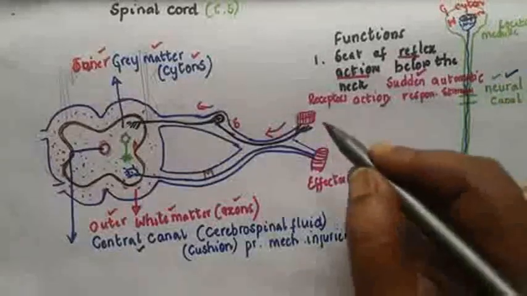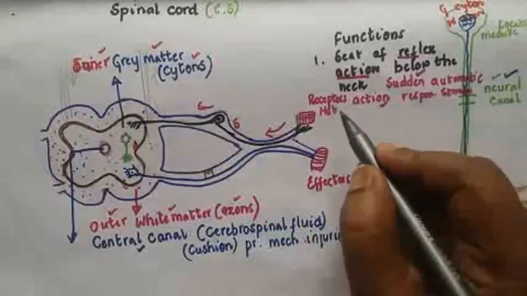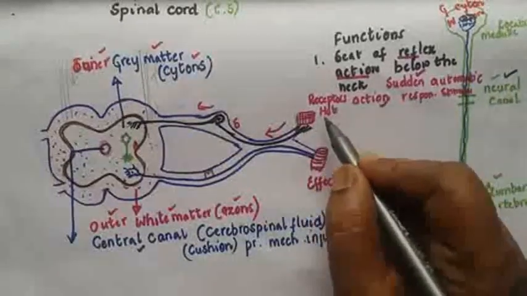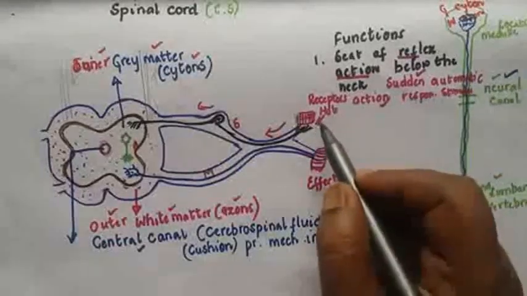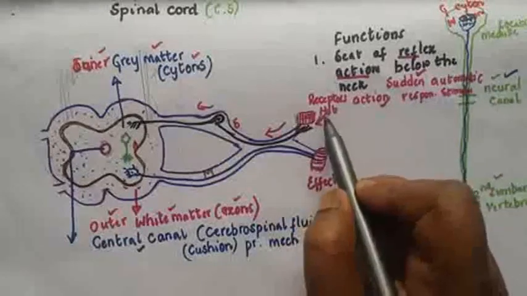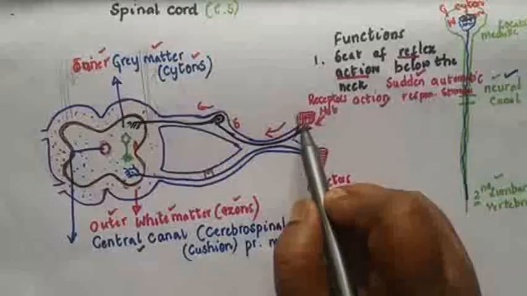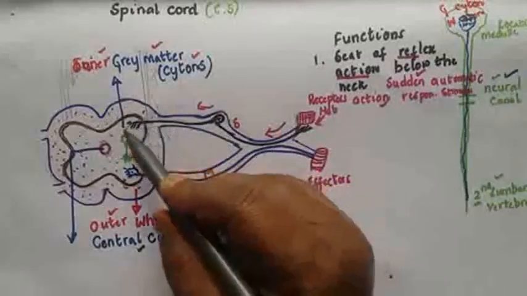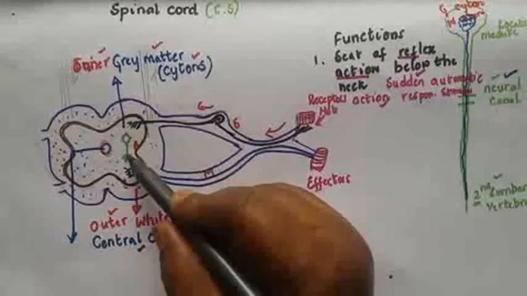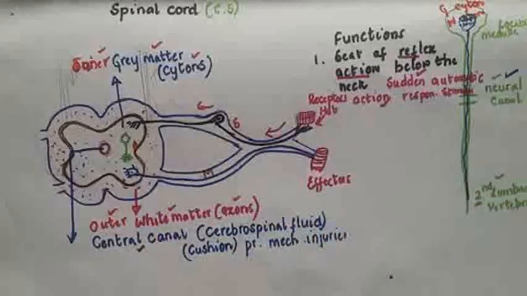Now take an example. When our hand comes in contact with the hot cooker, immediately within a fraction of a second we try to withdraw our hand. So in such a situation, the stimuli from the hot cooker is received into the sensory neuron. The sensory neuron conducts the impulses into the association neuron, from association neuron to the motor neuron, and then into the muscles of our hand to withdraw our hand.